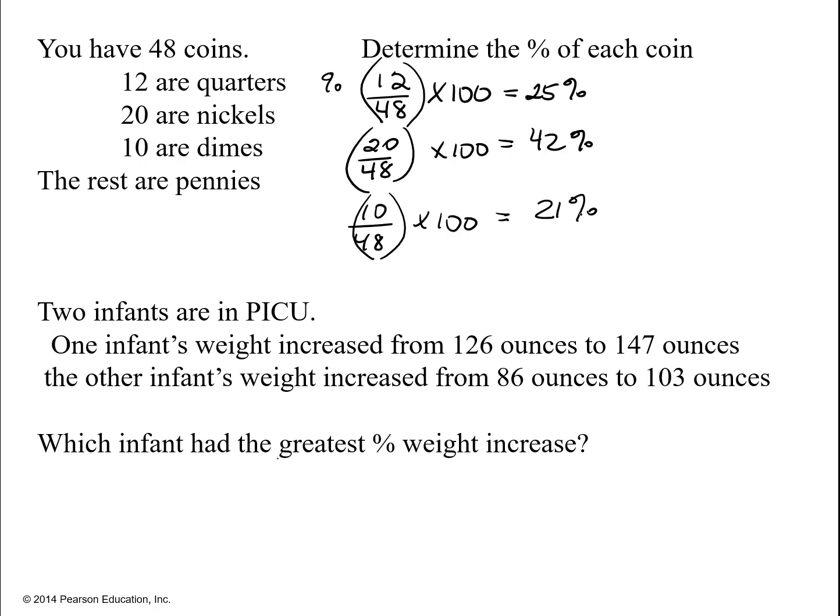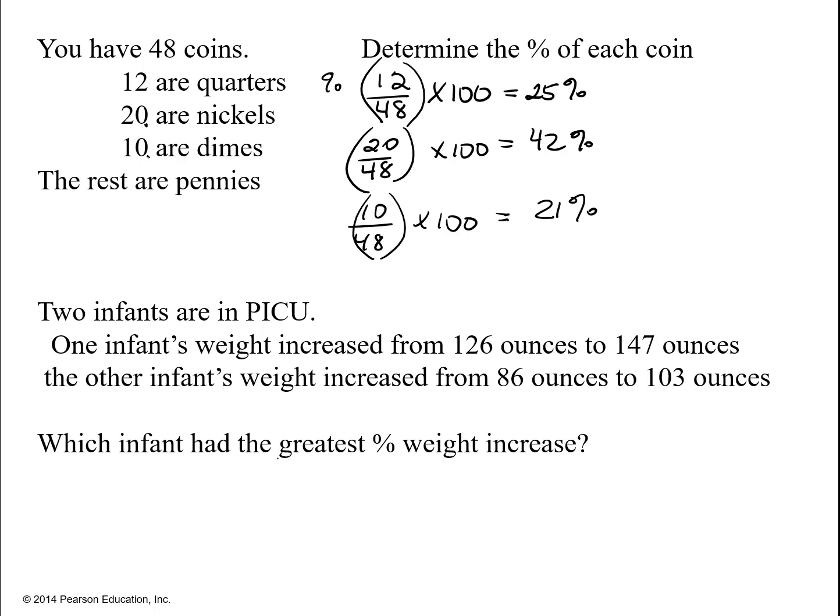So in this, 12 has two significant figures, 48 has two significant figures, so I'd round my number and put it at 25. Same with 20, you can't have half a nickel or more or less, so it's exactly 20, exactly 10 dimes. So they would be exact, so you'd have a decimal place. So two significant figures in those percentages as well.